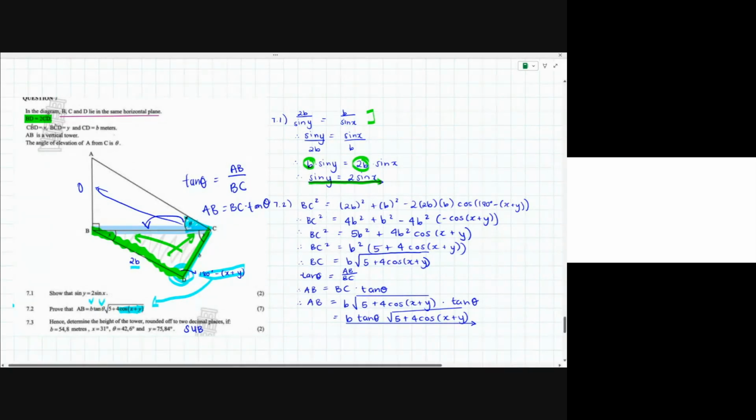So I kind of just break down for myself exactly what it is that I want and how I'm going to get there. So I know I need the length of BC, so that's what I'm doing here. And because of the cos, I'm using the cos rule.